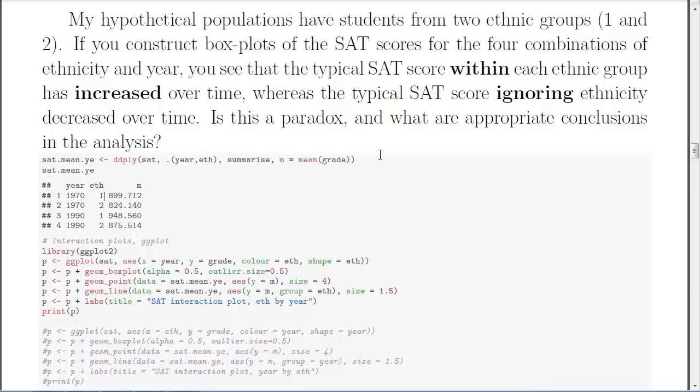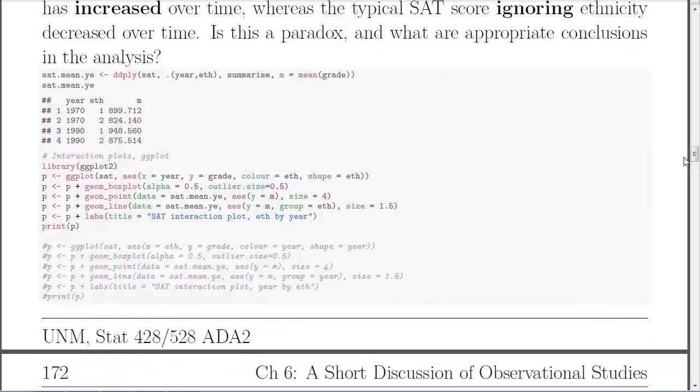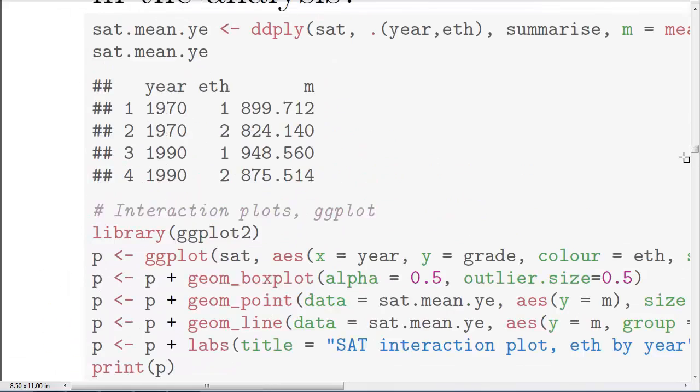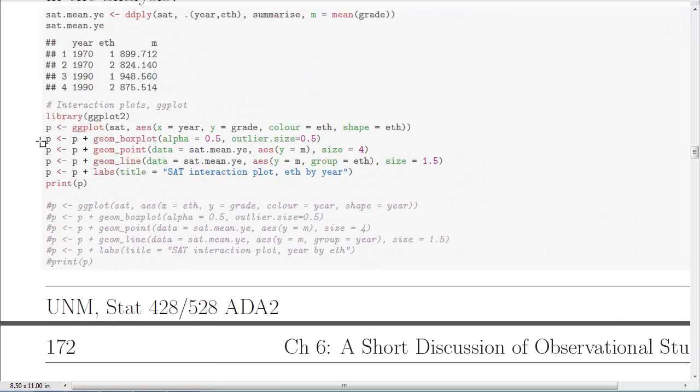So if I zoom in on this table, we see in 1970, ethnic group 1 started at about 900. And in 1990, it went up to about 950. Similarly, in 1970, ethnic group 2 started around 825, and in 1990 went up to 875. So if we look at this by group, it looks like both groups have improved by about 50 points each.